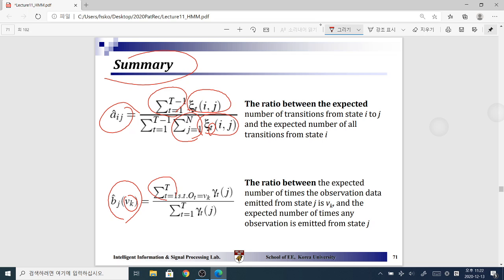And the emission probability, being at state j and observing, say, the k-th observation, would be obtained by summing over all the gamma over t, but only those with observation having v sub k for the numerator, and then you divide by the sum of the gammas over all time. So this is the ratio between the expected number of times the observation emitted from state j would be v sub k, and the expected number of times any observation is emitted from state j, which is this denominator.